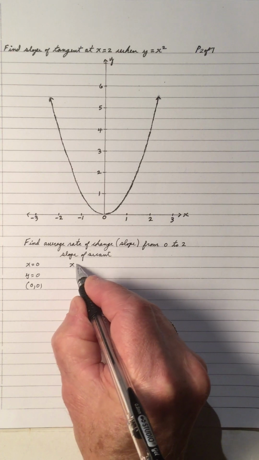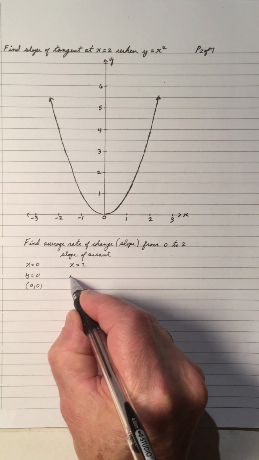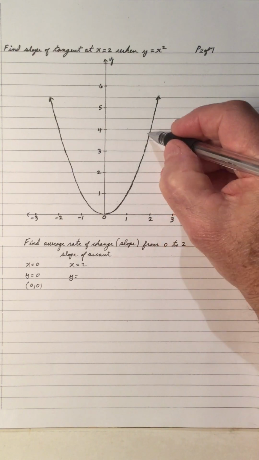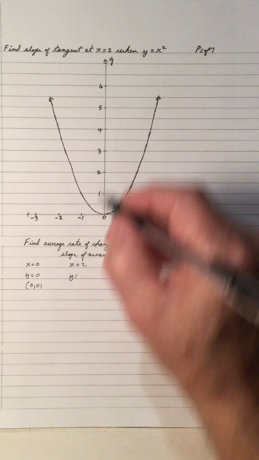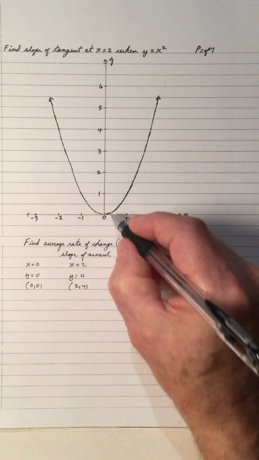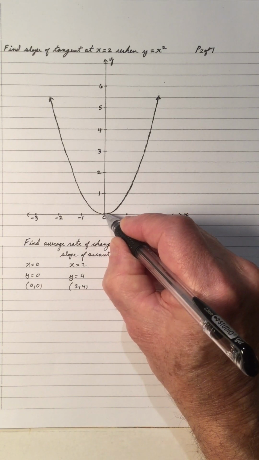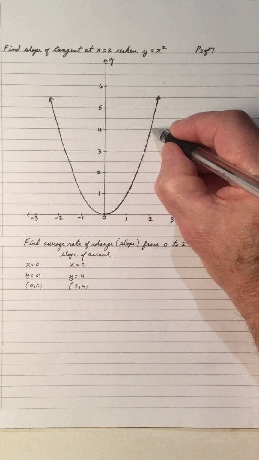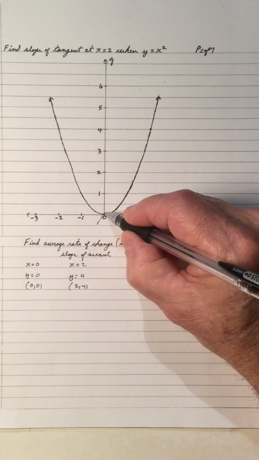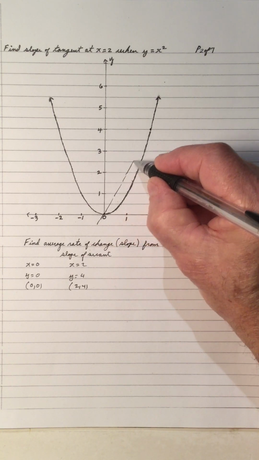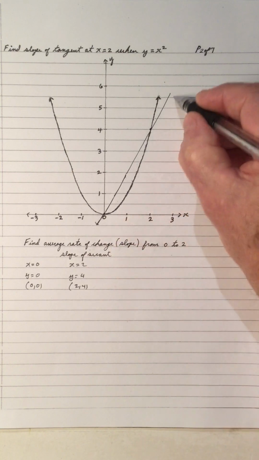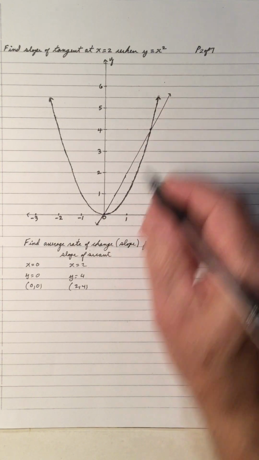When x equals 2, y is 4. You put 2 in here, you get a 4. So that's the point 2, 4. So we've got the point 0, 0 and the point 2, 4. So we're trying to find the slope of, I'm drawing freehand here now, we're trying to find the slope of this line, which is the secant.